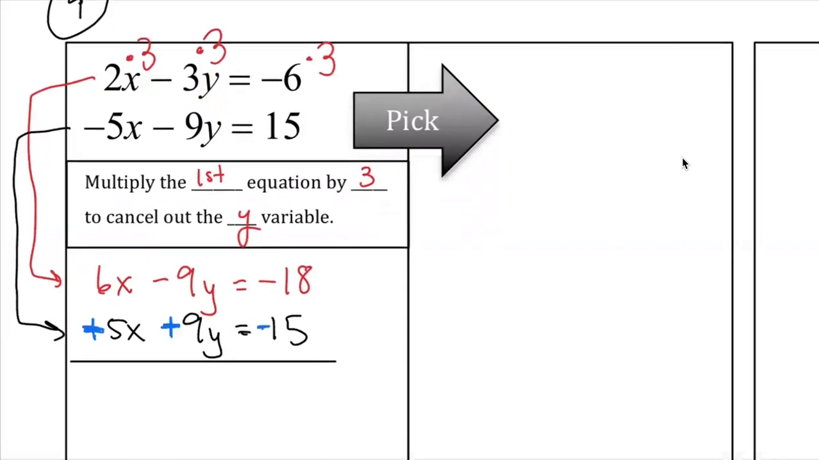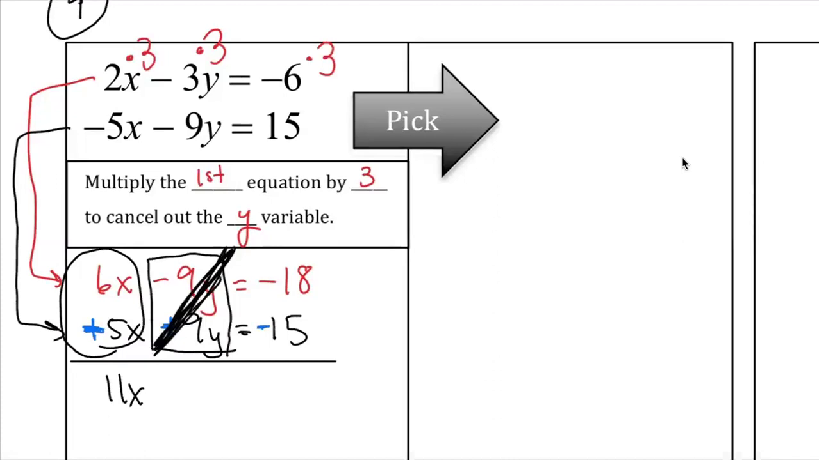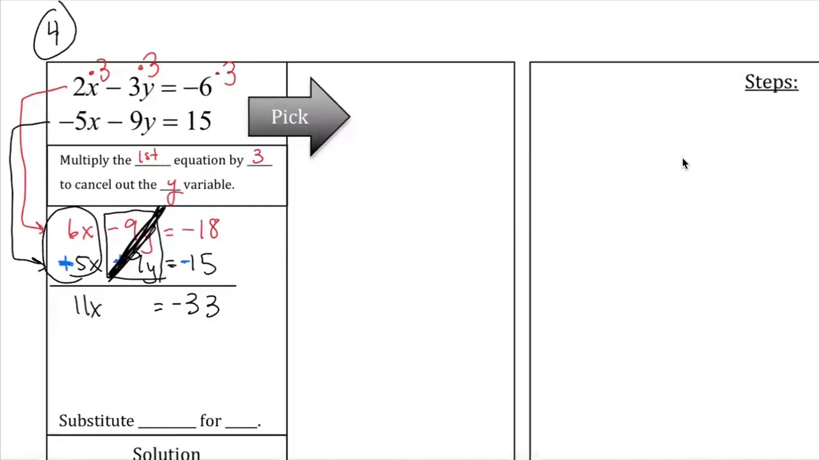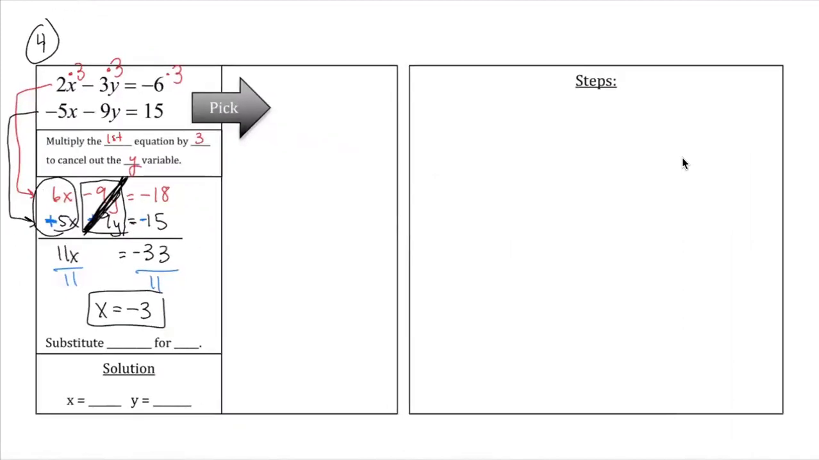Now that we switched it, these guys are going to cancel out. Because 6x plus 5x, that's 11x. But here, negative 9, positive 9, those equal 0. So now they officially cancel out. And this is a negative 33. And now you can solve it just like we did before. Divide everything by 11. X equals negative 3. Plug in negative 3 for x. Pick an equation, plug it in, and solve.